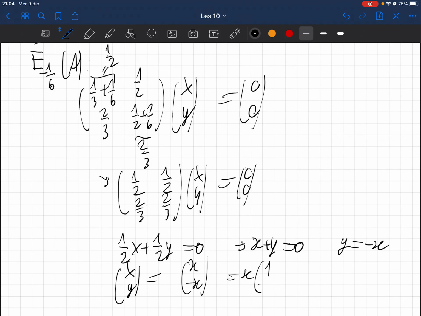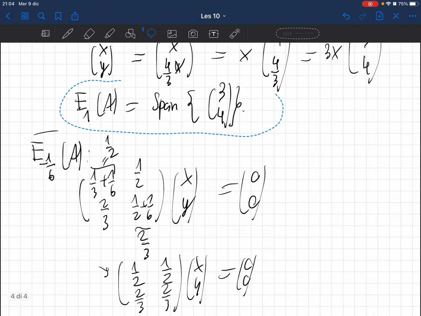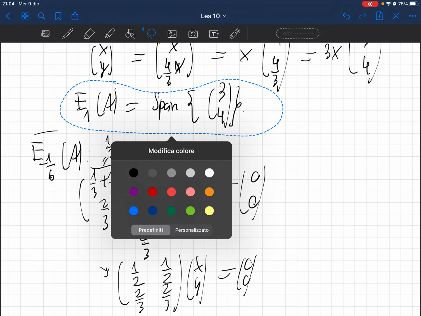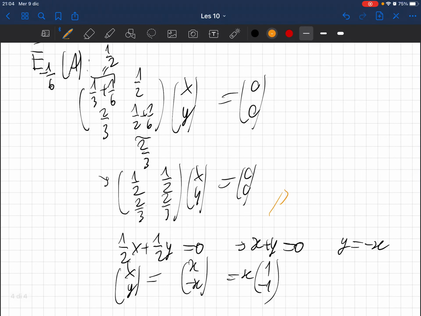So you take x equal to 1, giving (1, minus 1), and you conclude that the eigenspace for eigenvalue minus 1/6 is the span of (1, minus 1). Okay, very good. So we know we actually have a basis of eigenvectors. So how can we use it to assist us in our computation?